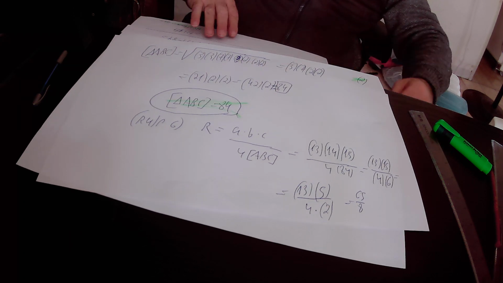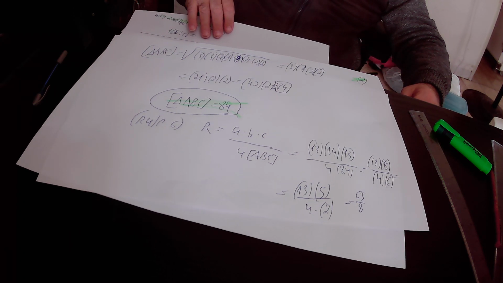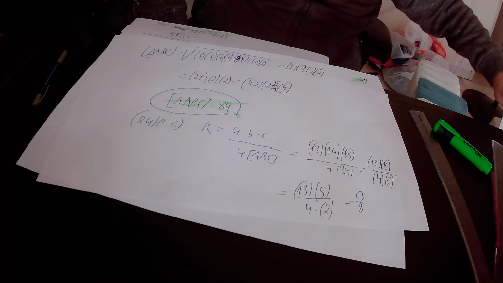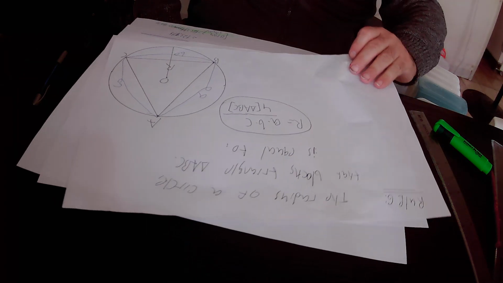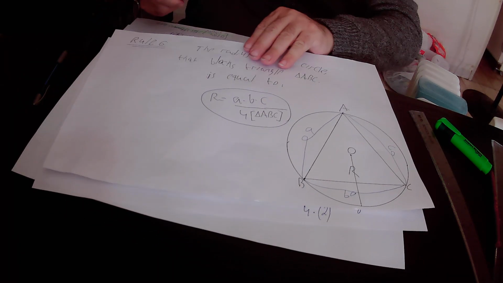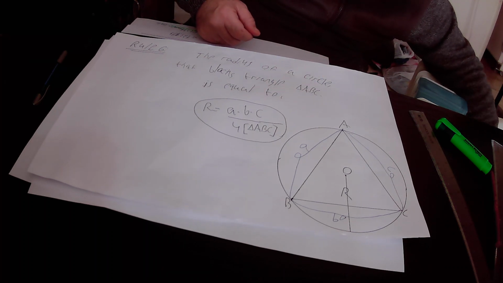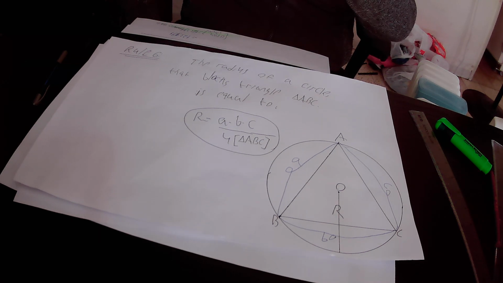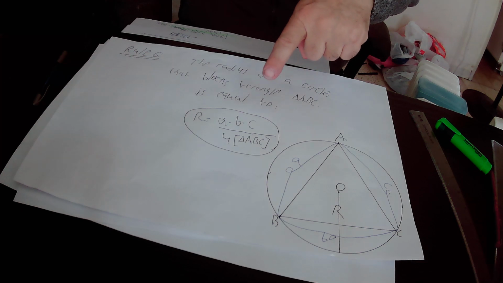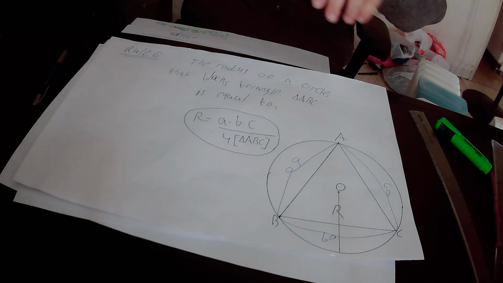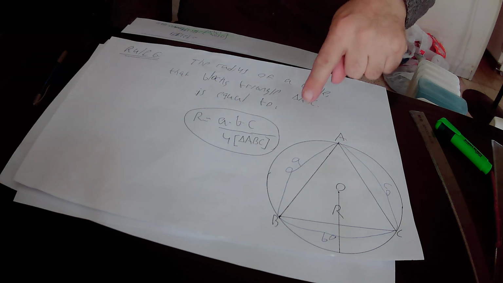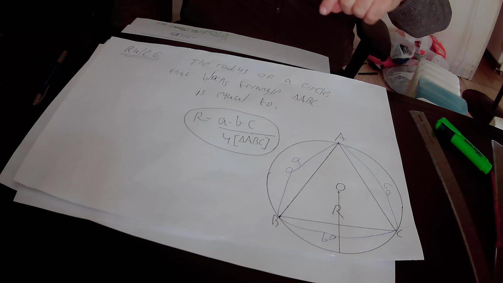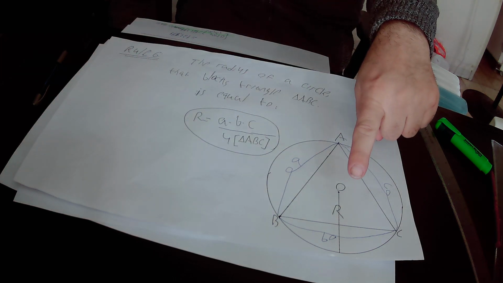Then I presented to you rule number 6 and implemented rule number 6 in our drawing. According to rule number 6, the radius of a circle that blocks triangle ABC is R equals A times B times C over 4 times the area of triangle ABC. So in the drawing we have this circle. This circle blocks this triangle ABC. According to our definition, the radius of this circle is R.